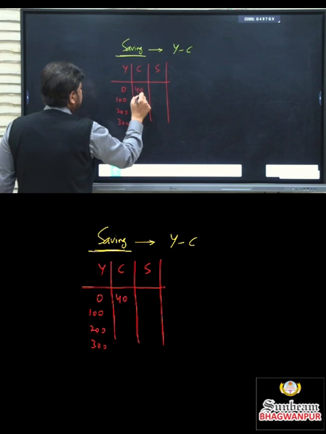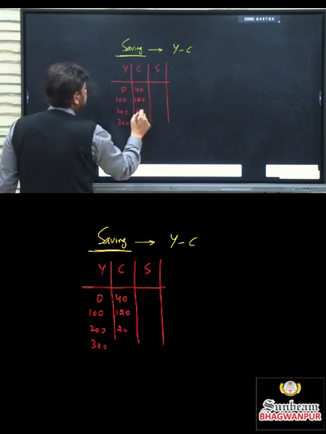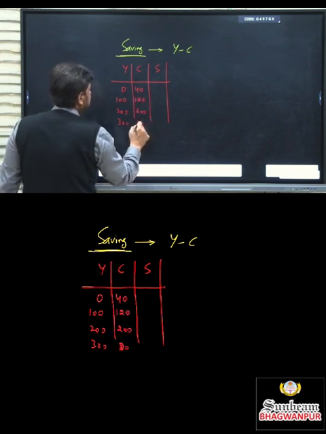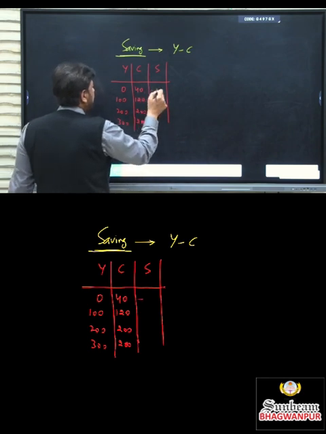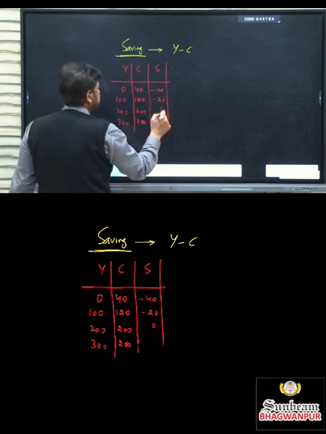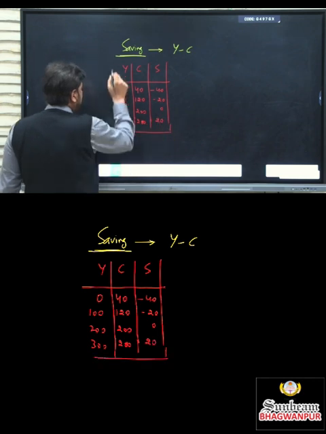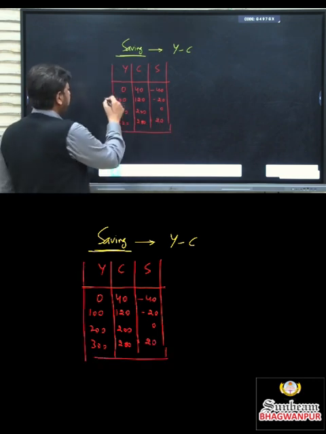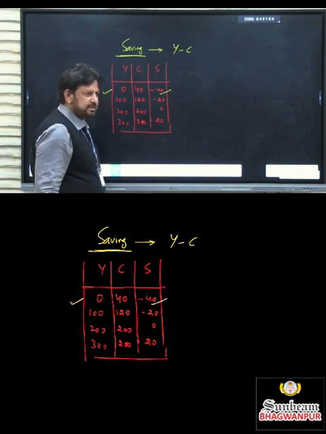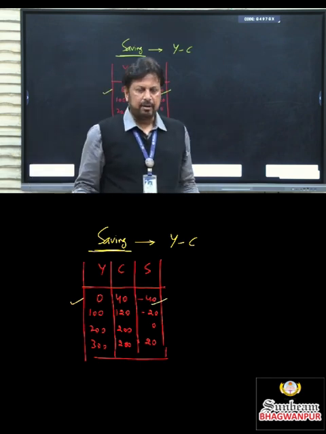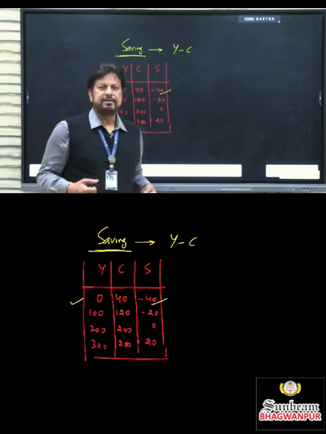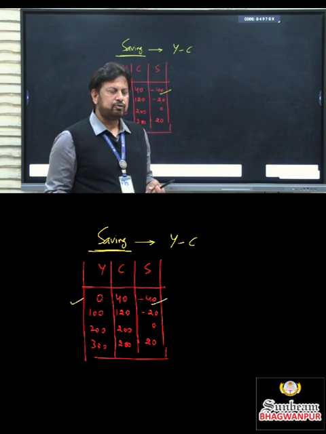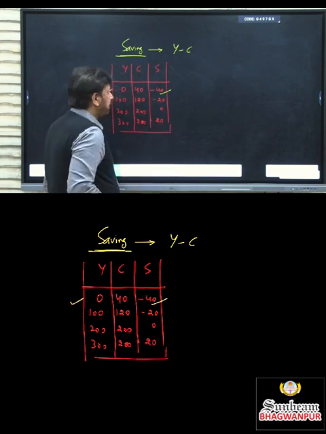So this is consumption at different levels of income. And this is saving: minus 40, minus 20, 0, 20. So what does it mean? That at 0 level of income, saving is negative. Saving is negative means it is dissaving. Because consumption is positive at 0 level, this positive consumption is reducing saving with the consumers. So saving is going to be minus 40.